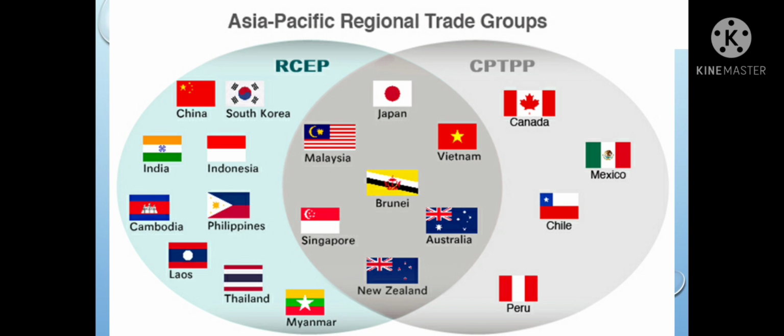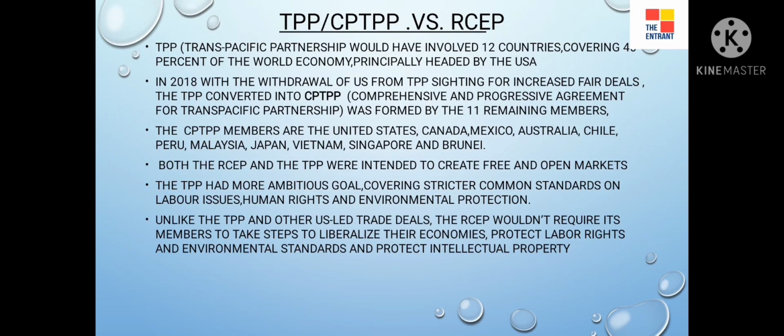Both RCEP and TPP were intended to create free and open markets. The TPP had a more ambitious goal, covering stricter common standards on labor issues, human rights, and environmental protection. So these rules were basically effective on the members within TPP. Next point, unlike the TPP and other US-led trade deals, RCEP wouldn't require its members to take steps to liberalize their economies, protect labor rights and environmental standards, and protect intellectual property.